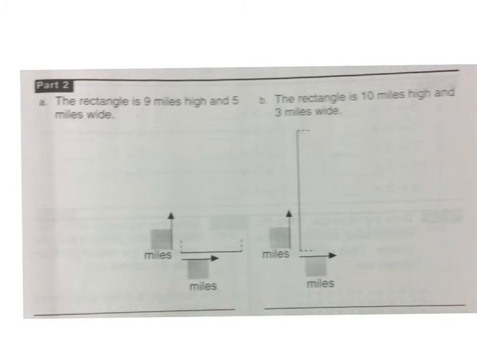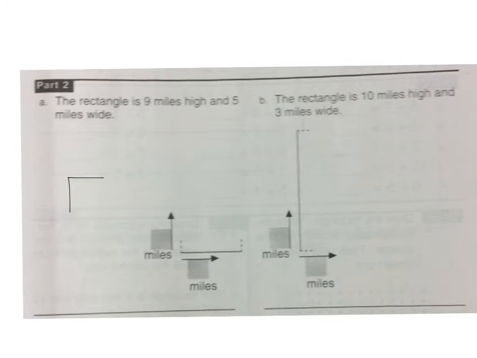So for part 2 in your workbook, you have to read the description of the rectangle. For A, it says the rectangle is 9 miles high and 5 miles wide. So you have to decide how to draw it. You have to put your numbers here, decide which one is going up and down, whether it's 9 or 5, and which one is going side to side. You also have to make sure that your rectangles make sense, that if it's higher than it is wide, that means that the number for high is longer or bigger, which means that this side should be longer.